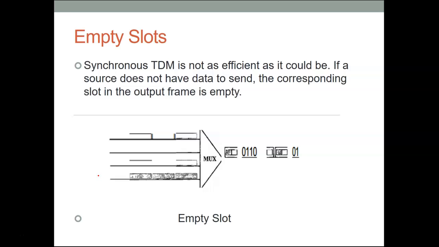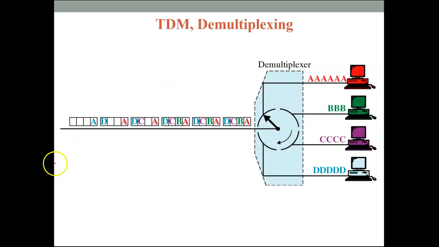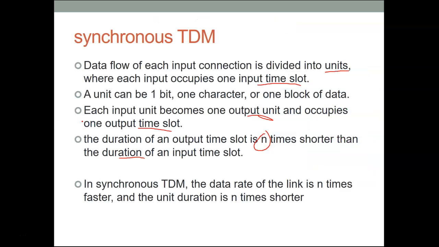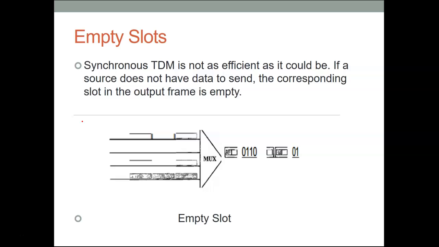The problem here, as we see in this example, is empty slots, unused slots. So synchronous TDM is not as efficient as it could be if a source does not have data to send. If the source does not want to send anything, why should I give it space? For example, if somebody does not want to give a presentation, why should I wait for him when he doesn't have anything? So we will all keep silent.